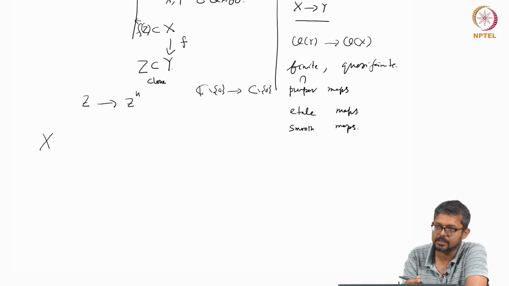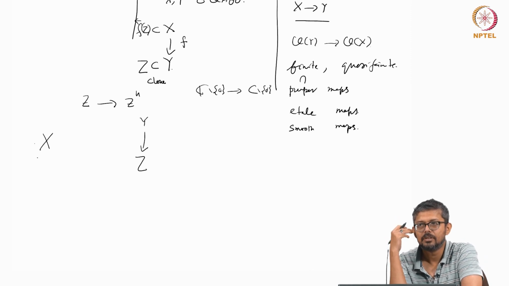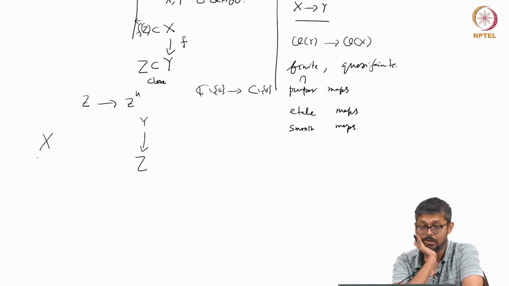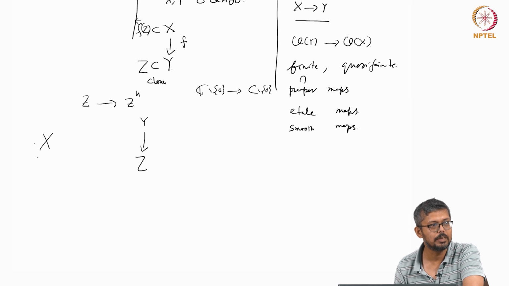Suppose you want to understand this X. What you do is construct a map from Y to Z such that phi bar is X. If you know how this map behaves, then you can talk about how phi bar behaves. So that's how you prove results, right? So in the next few classes, we will study morphisms of algebraic varieties.